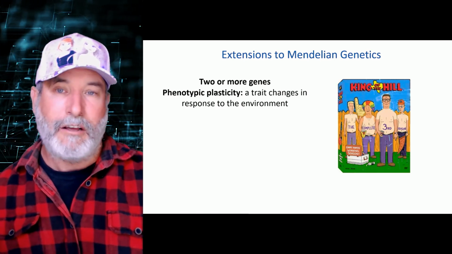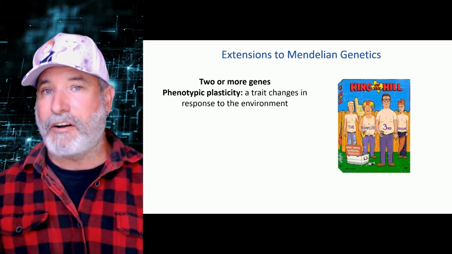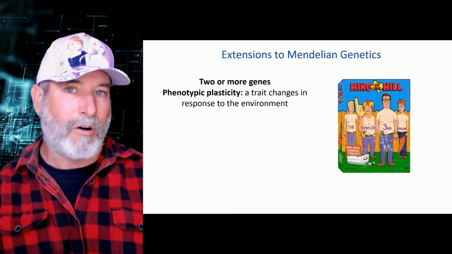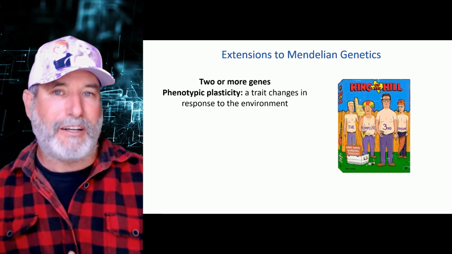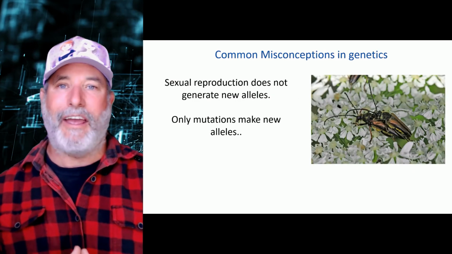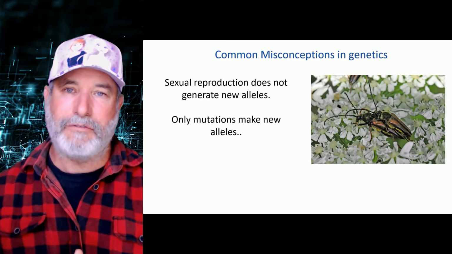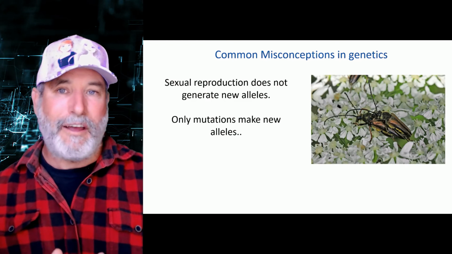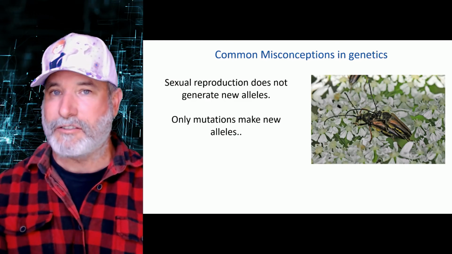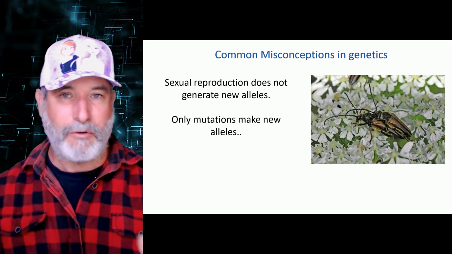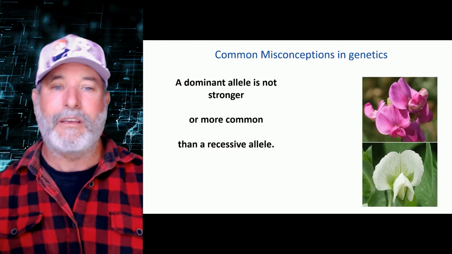If you run, you start making all kinds of physiological changes to your body to get in better shape. If you work out, you build more muscle to lift more weight. That is an example of phenotypic plasticity. Okay, now I'm going to finish out here really quick on the common misconceptions of genetics. 1, sexual reproduction does not create new alleles. It just shuffles them around. You're playing with your card deck. But mutations do make new alleles.